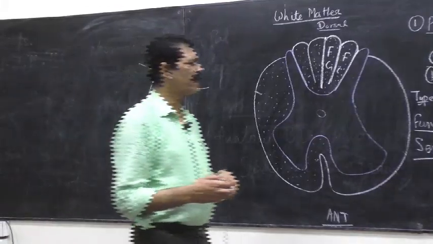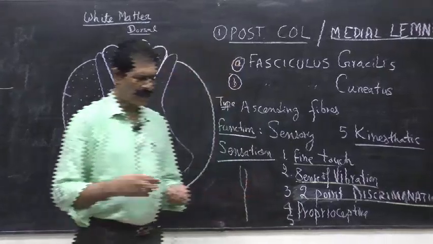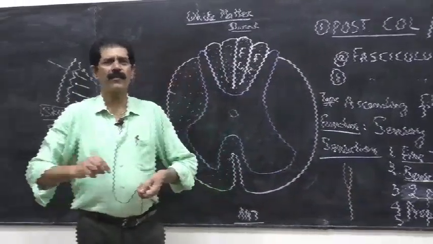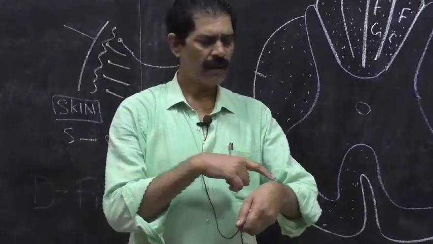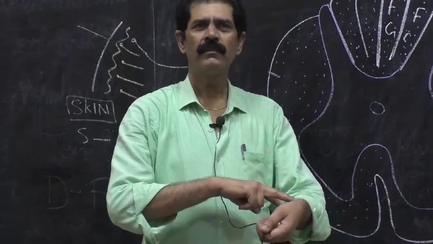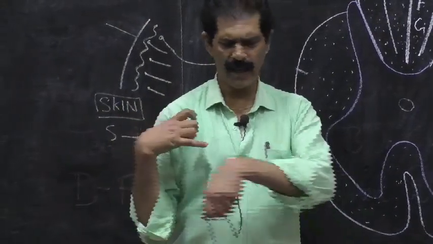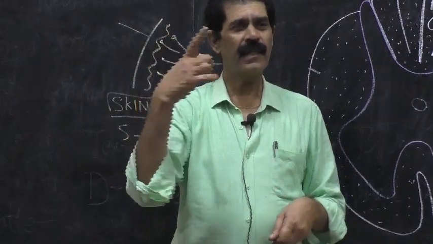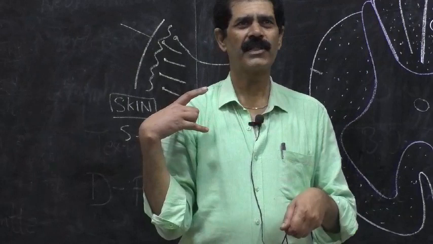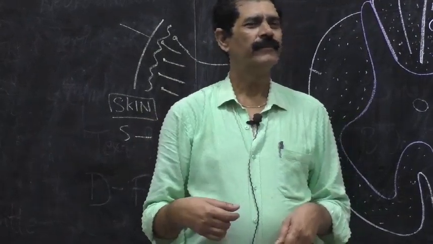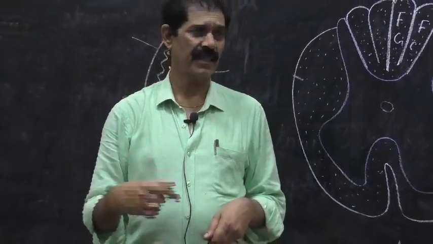Then 2-point discrimination is another sense the human body is capable of picking up. What is 2-point discrimination? If we touch the human skin at 2 points simultaneously, at the same time, anywhere on the body, here and here, we can say that my body is touched by 2 touching points at the same time. So our body can judge that. This is called the 2-point discrimination sense.